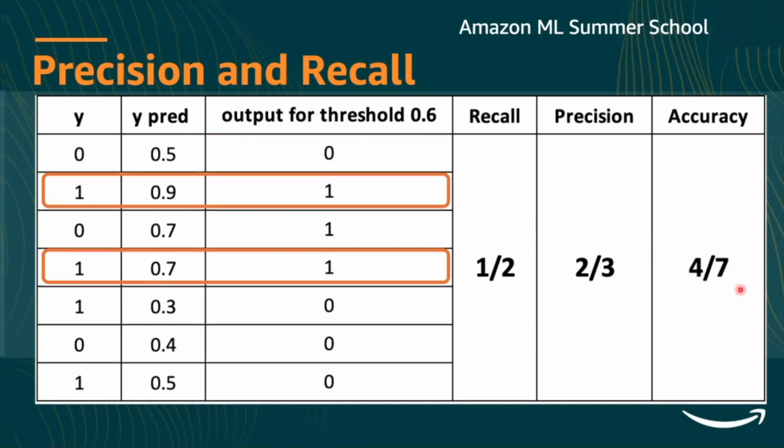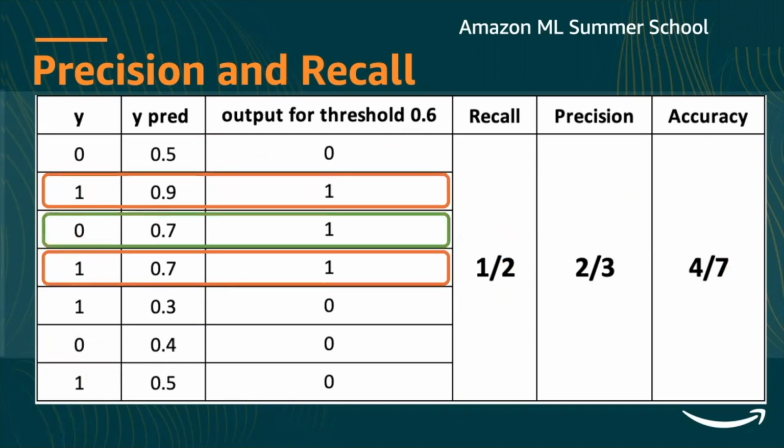Now let's compute recall, right? What does recall say? Recall says that it is true positive to the total number of positive cases, right? The true positive cases are only these 2, and the total actual positive cases are these 4. So the recall would be 2 by 4, which is 1 by 2.